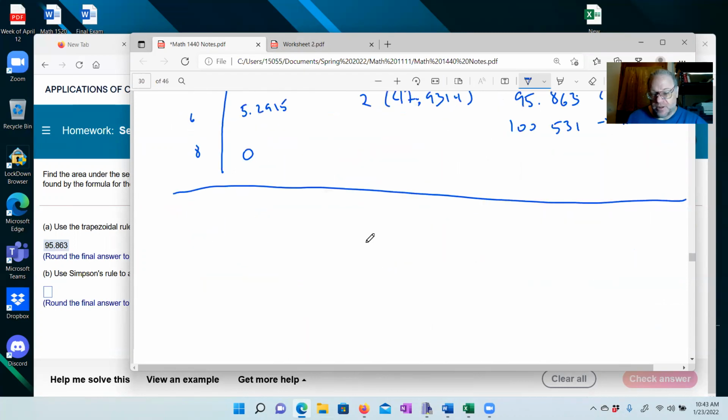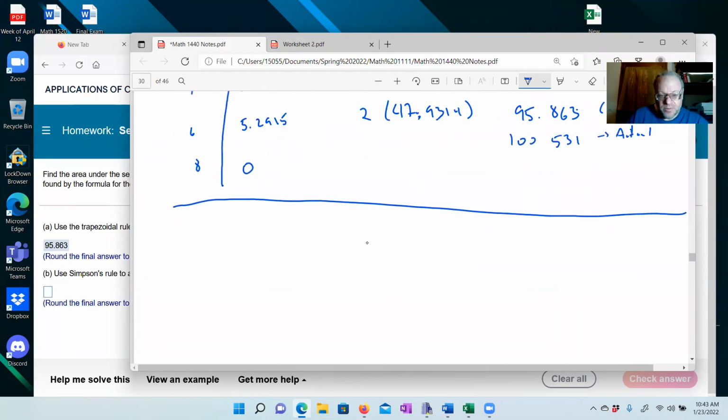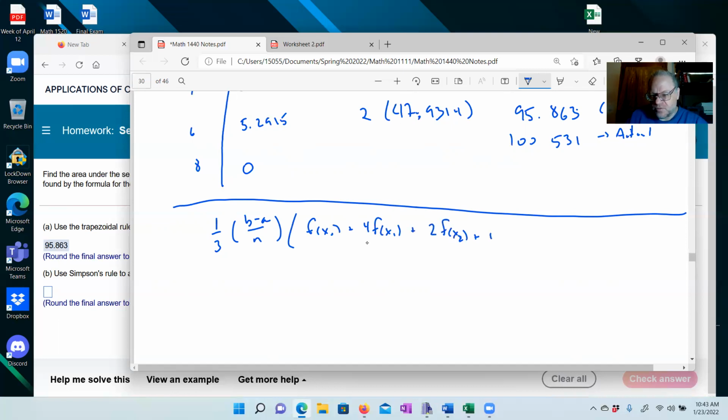So going back down, sorry for the long trip here. We have 1/3 times b minus a over n, okay? And now we have f(x0) plus 4 f(x1) plus 2 f(x2) plus 4 f(x3) plus dot dot dot until we finally get to 4 f(x n minus 1) times 1 of the last ones.